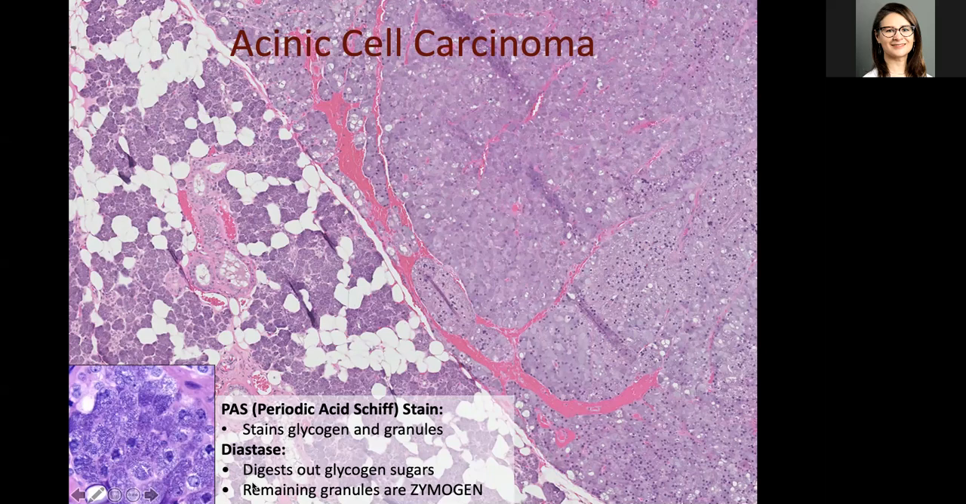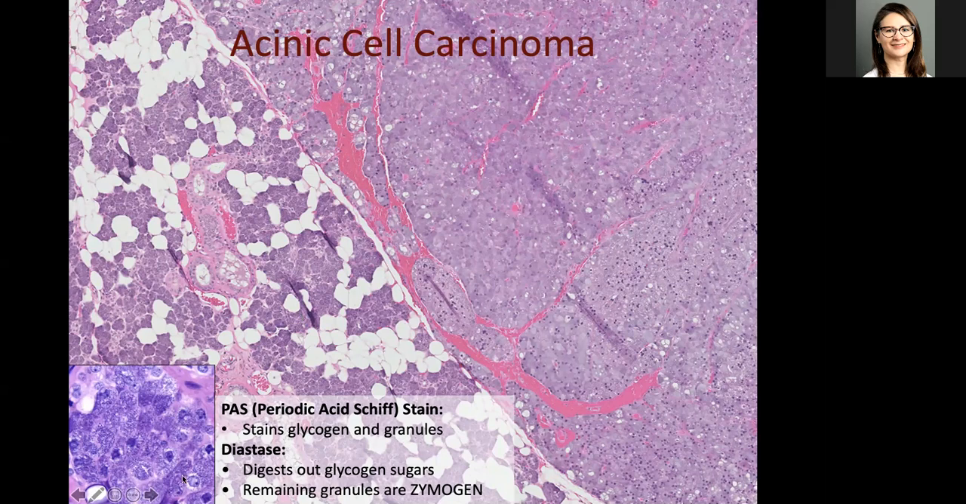Just cells. The other thing we can use PAS stain for, remember we used it to stain mucin, we can also use periodic acid-Schiff for zymogen granules, right? So the zymogen granules are also resistant to diastase. Glycogen is sensitive, right? Glycogen will be digested out, but both mucin and zymogen granules will remain.